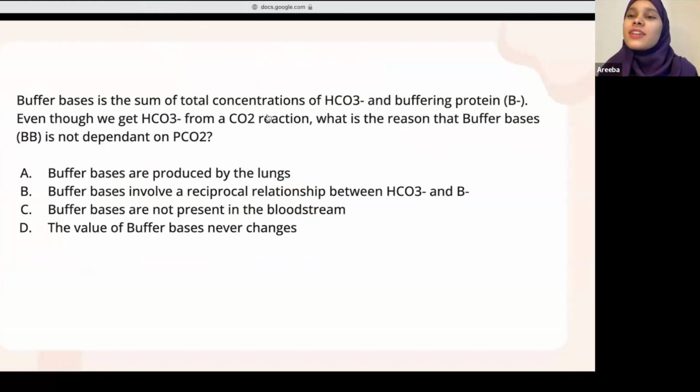Buffer base is the sum of total concentrations of bicarbonate and buffering proteins. Even though we get the bicarbonate from a carbon dioxide reaction, what is the reason that buffer bases are not dependent on PCO2?